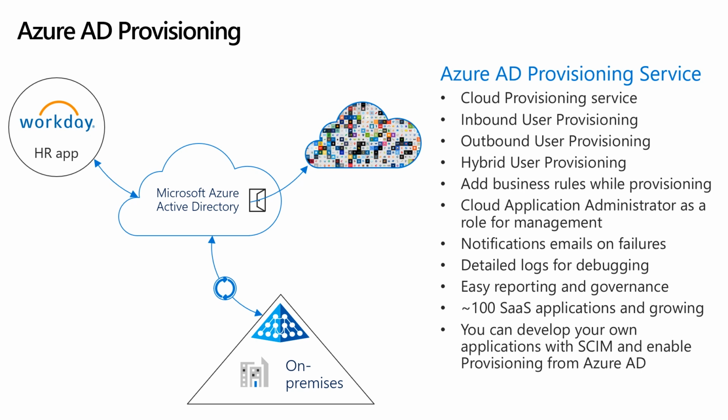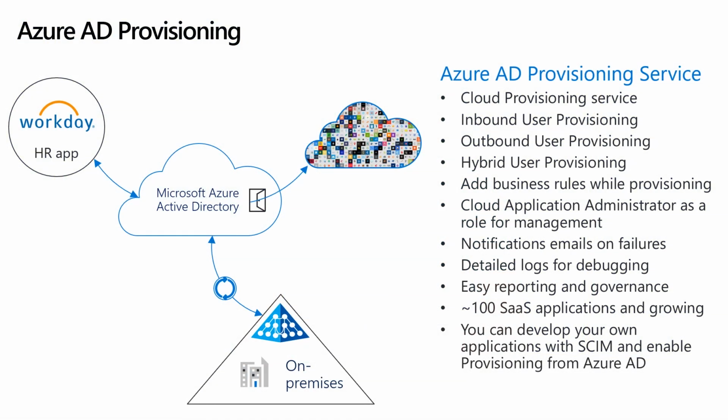In the cloud provisioning service, Azure Active Directory lets you add business rules while provisioning. That means you can transform your user attributes or values in such a way that the application needs. This is sometimes very critical when you are modifying your current process of user provisioning to Azure Active Directory user provisioning. The cloud application administrator is the right role for managing applications in Azure Active Directory. This is a new role which we have added. You do not have to use the global administrator role for this.